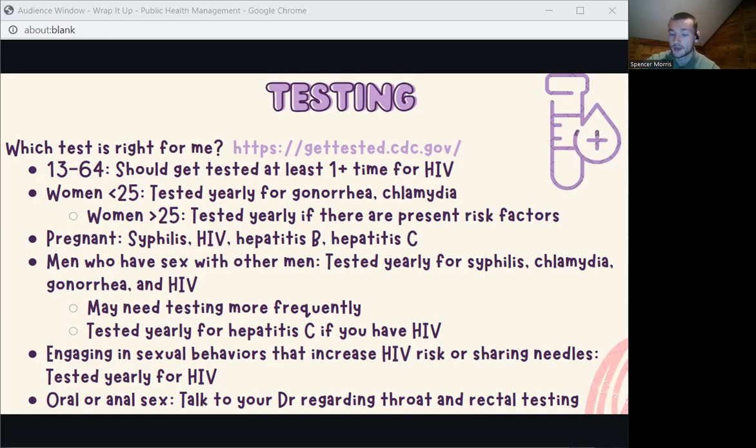It is important to know anyone who engages in sexual behavior that could place them at risk for infection, or anyone who shares injection drug equipment, should be tested once yearly for HIV. And also to know anyone who has oral or anal sex should talk with their healthcare provider about throat or rectal testing options.